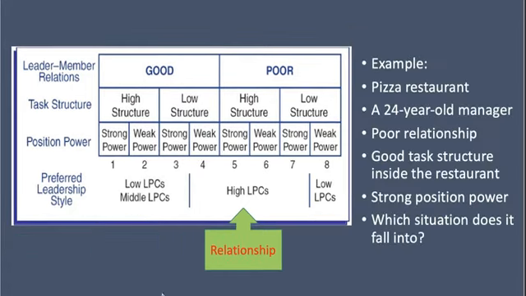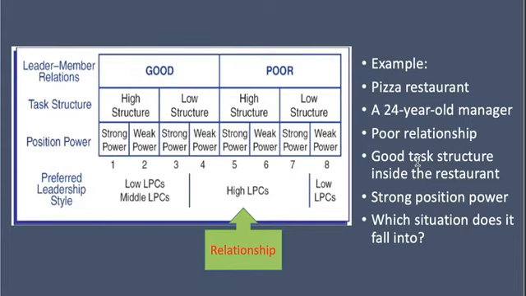The first example: currently you're working at a pizza restaurant. You are 24 years old. You have a very poor relationship with your employees. They are much older than you. They think you're so young and don't have a lot of work experience. Why could you become our leader? So you have a very poor relationship.